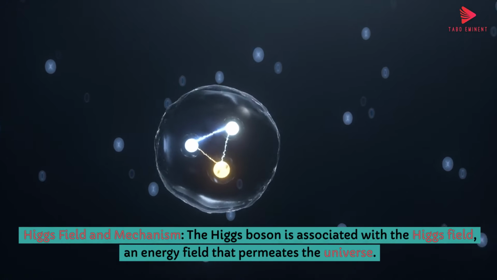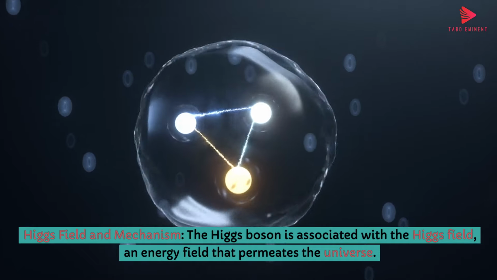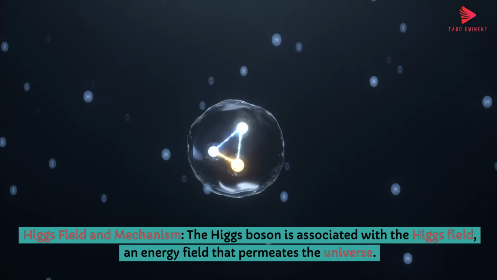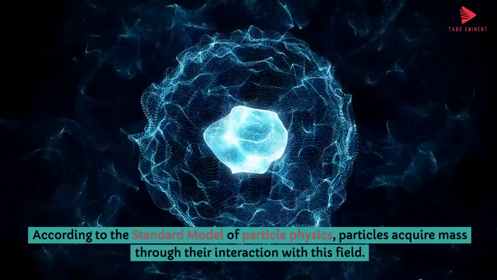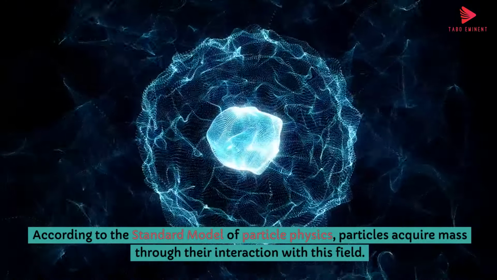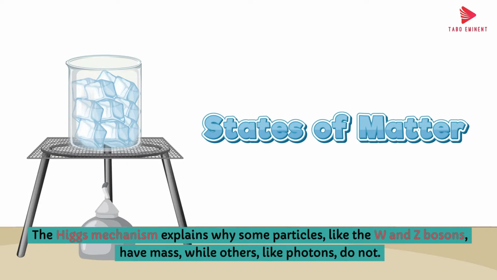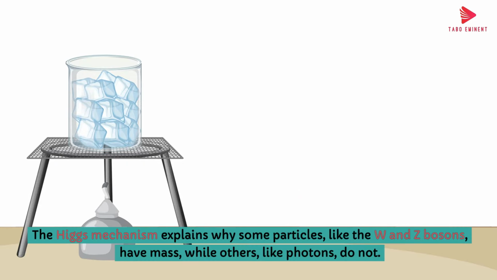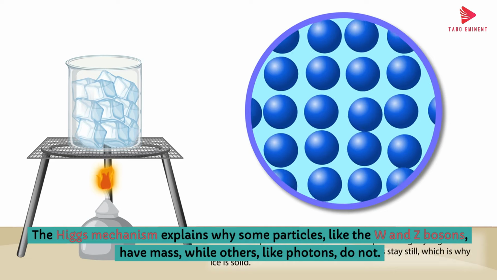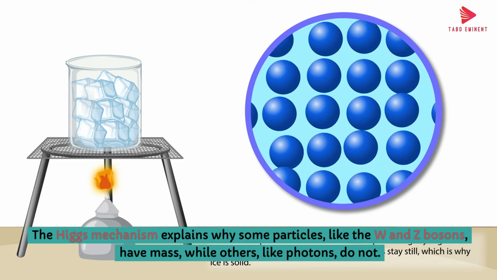Higgs field and mechanism. The Higgs boson is associated with the Higgs field, an energy field that permeates the universe. According to the Standard Model of particle physics, particles acquire mass through their interaction with this field. The Higgs mechanism explains why some particles, like the W and Z bosons, have mass, while others, like photons, do not.